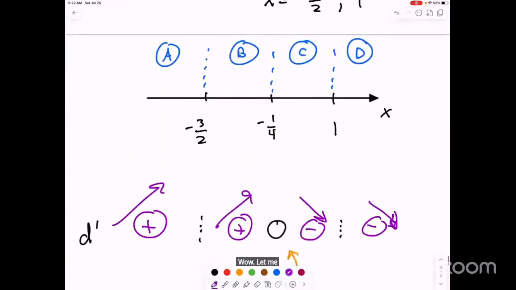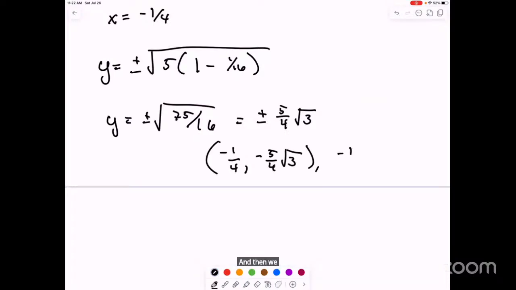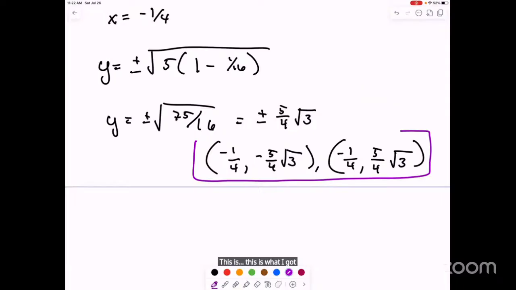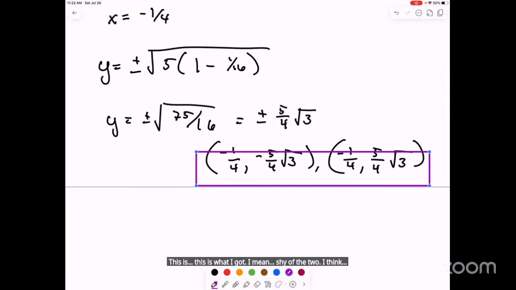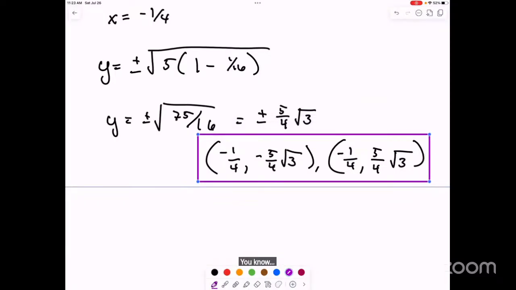Let me highlight my result. That was an adventure. So we got negative 1 over 4, comma, negative 5 over 4 times the square root of 3. And then we got negative 1 over 4, positive 5 over 4 times the square root of 3. At least we're getting the same results. This is what I got. I just think it was supposed to be a 4 instead of a 2. Wow, that was an adventure.